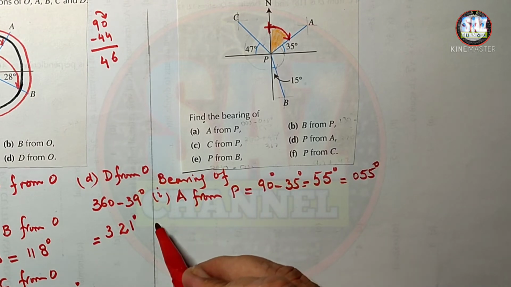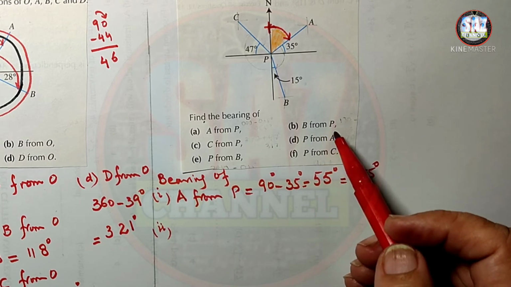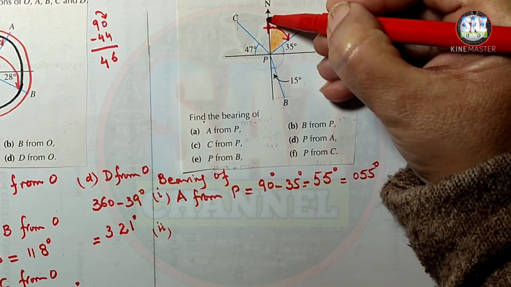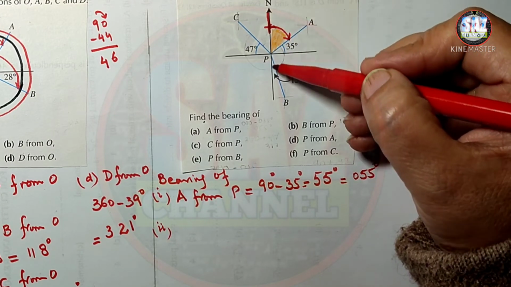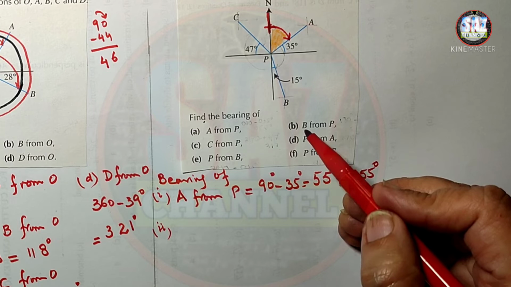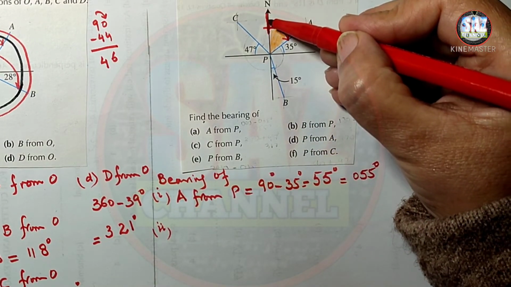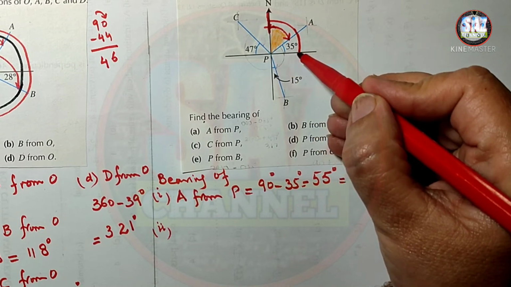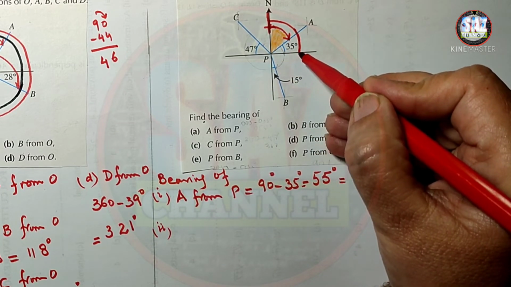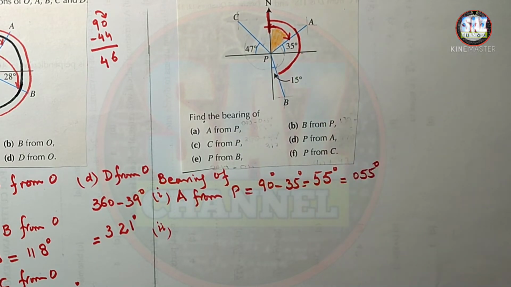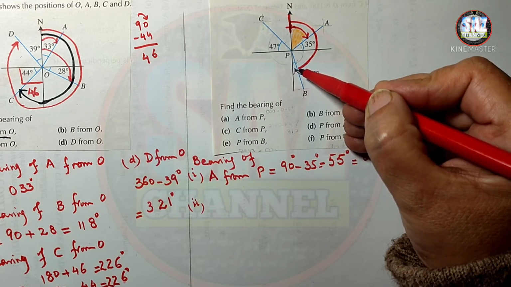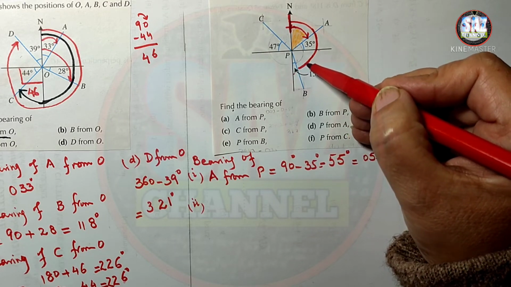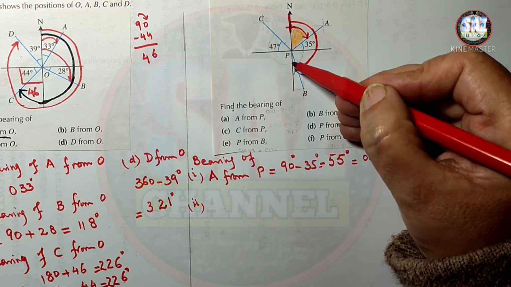Moving to the second part, bearing of B from P. Now we have to start the movement again from the north of P, and we have to stop at the letter which is before the word from. So I start the movement from this place, and I do not stop at this place. This turn is a definite 90 degrees, and if I complete the semicircle, it is 180 degrees, but I need to stop at this line.